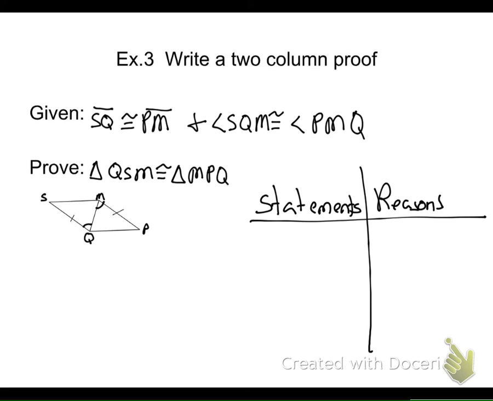So we're going to list the given information. So right now we know that segment SQ is congruent to segment PM. And that was given in the problem. So our reason is that it's given. So when you write this out, I am going to have to see these steps. So we're going to label that 1. Step 2.